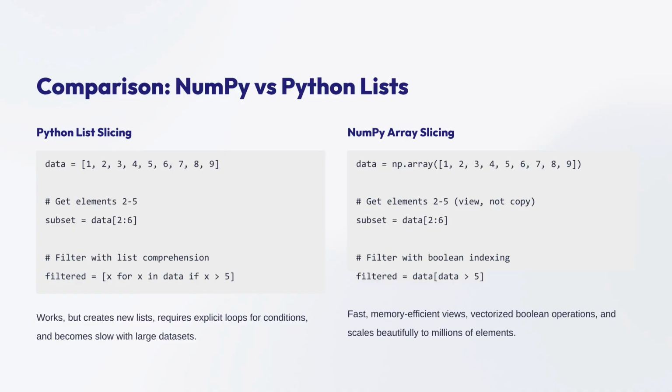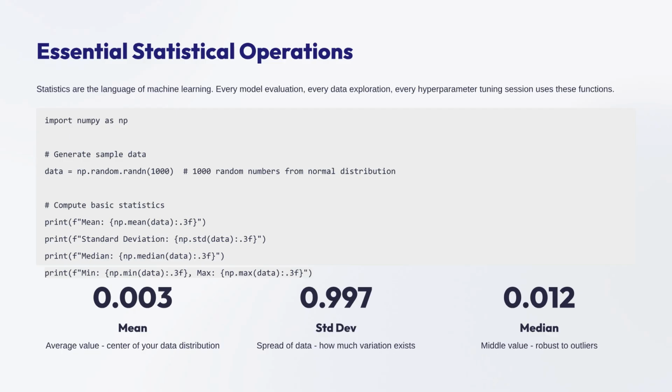Python list slicing creates new lists and requires explicit loops for filtering. NumPy array slicing provides fast, memory-efficient views and uses vectorized Boolean operations, scaling better for large datasets. NumPy provides essential statistical operations. We can quickly calculate the mean, standard deviation, median, minimum, and maximum of a dataset, which is foundational for data analysis and machine learning evaluation.